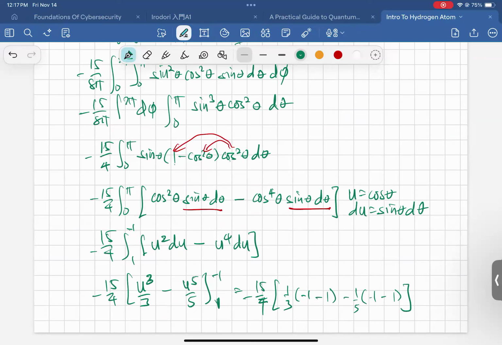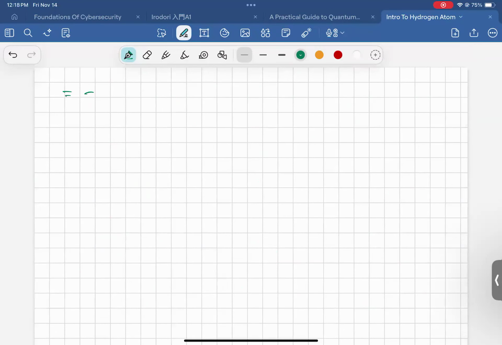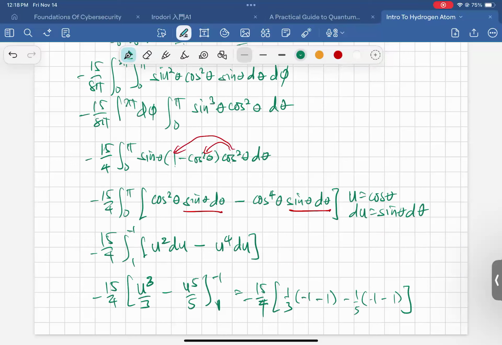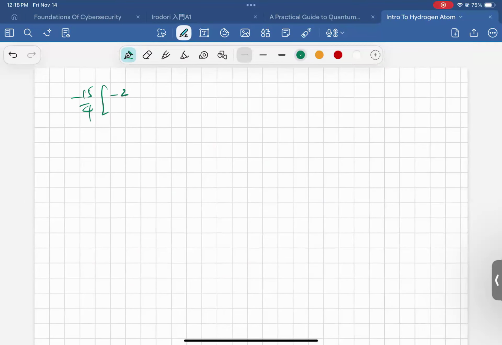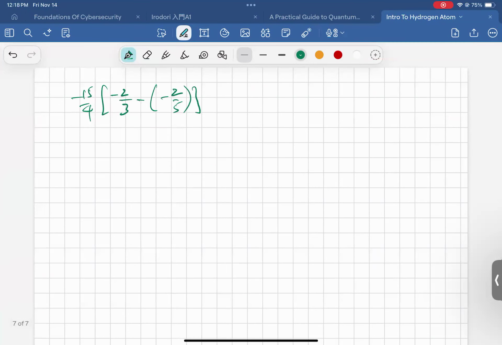Okay, so -2/3 tapos -2/5 minus -2/5. Sige. So equal to sa negative. So now we are at -15/4 tapos ano yan? 1/3, 2/3, -2/3. Minus -2/5. Okay. Tama ba? Gusto ko lang i-double check.